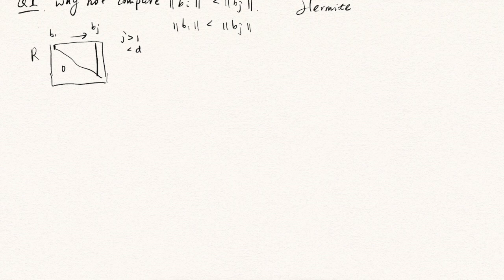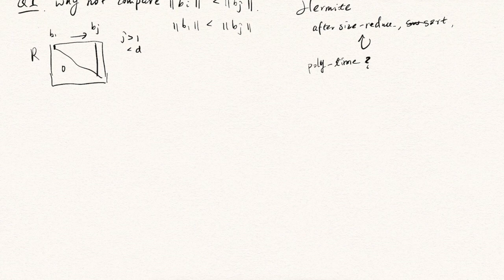Once he size reduced, he would sort, put the smallest at the front, and then do it again. The problem is Hermite couldn't prove his algorithm to be polynomially bounded. He couldn't prove that this algorithm would terminate in a polynomial number of steps.